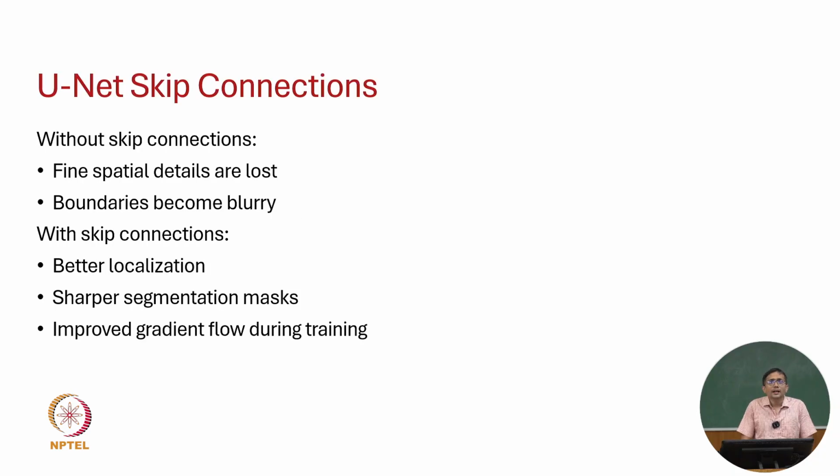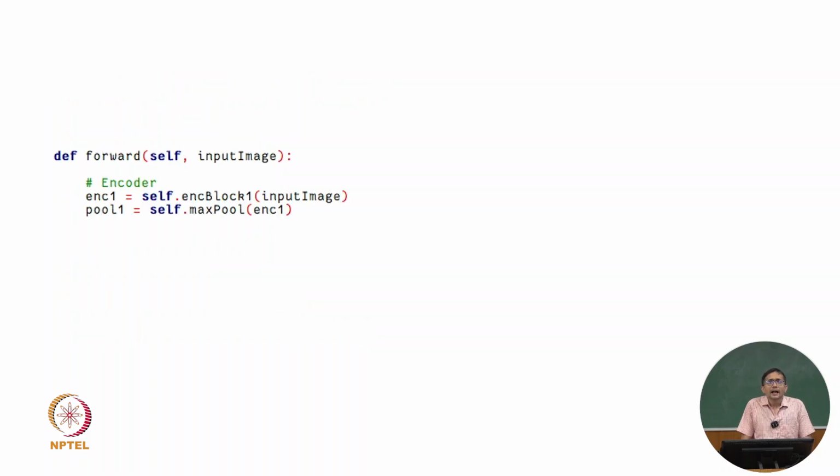So the UNet skip connections, how are they helping us? They give us better localization, sharper segmentation masks, and also improve gradient flow during the training. So let us look a bit at the code. This will help us to understand a bit better.